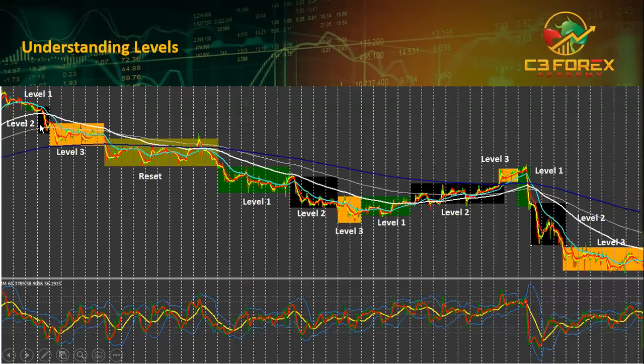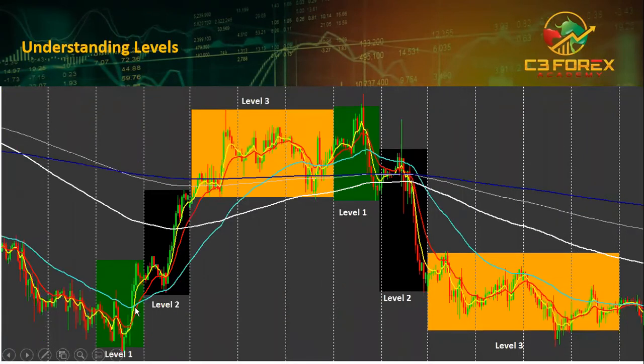But you had level 1, level 2, level 3, reset, level 1, level 2, level 3, level 1, 13/50 EMA cross, level 2, 50/200 EMA cross, level 3, level 1, level 2, level 3. 1, 2, confirmation, 50/200 EMA cross, level 3, EMAs fan apart. Level 3, EMAs fan apart.